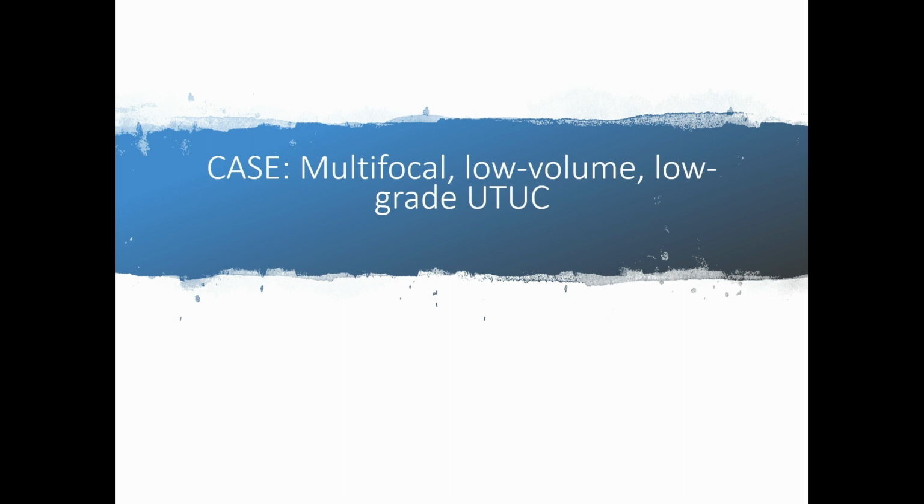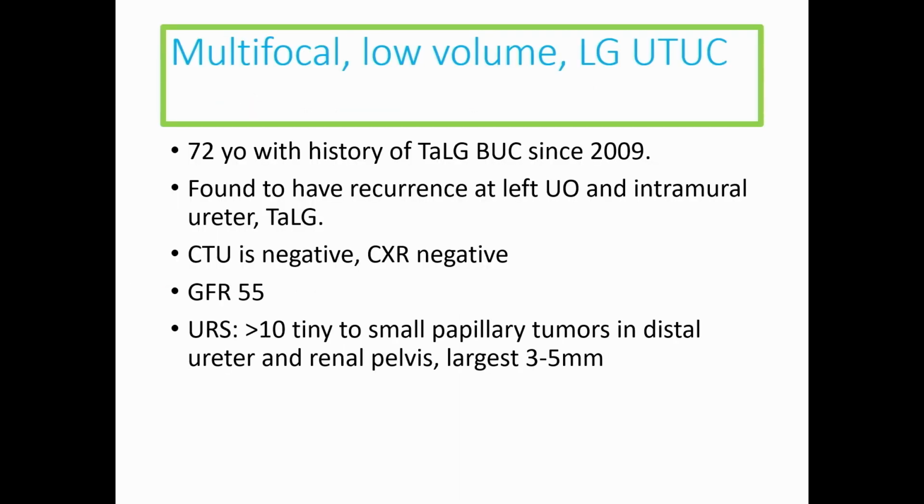Okay, so the first case is a 72-year-old with a history of low-grade bladder cancer for many years. They're found to have recurrence at the left ureteral orifice and intramural ureter. This was non-invasive low-grade as well. There's no evidence of metastatic disease. CTU is negative. GFR is 55.